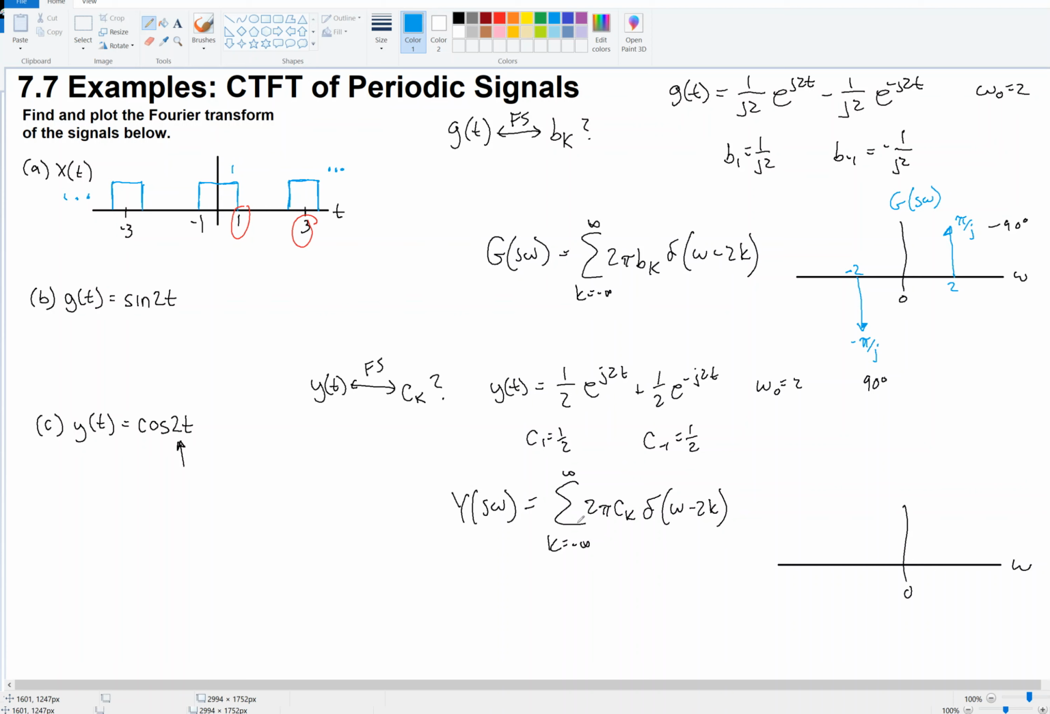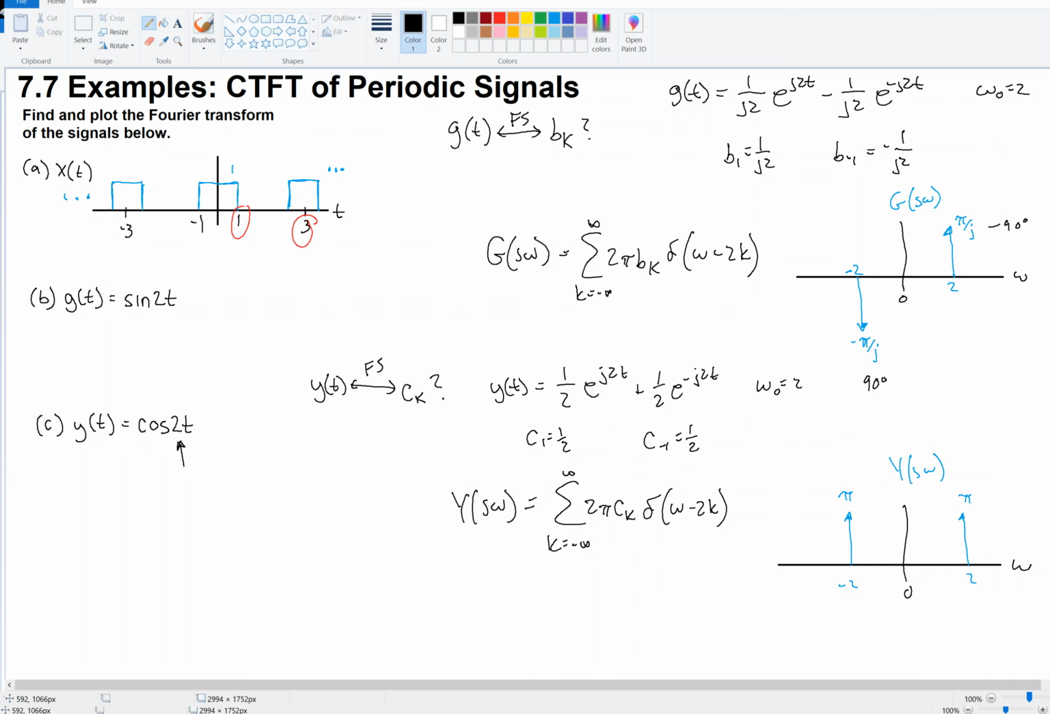So let's take the minus 1 term. k equals minus 1. This is 2 pi times 1/2, so that's just pi. And then I have a shifted impulse, the k equals minus 1 term, so this is shifted to the left by 2. And this is Y of j omega. And then the k equals 1 term, this is 2 pi times 1/2 again, pi. And then I have delta of omega minus 2, so shifted to the right by 2. Right. That's the answer.